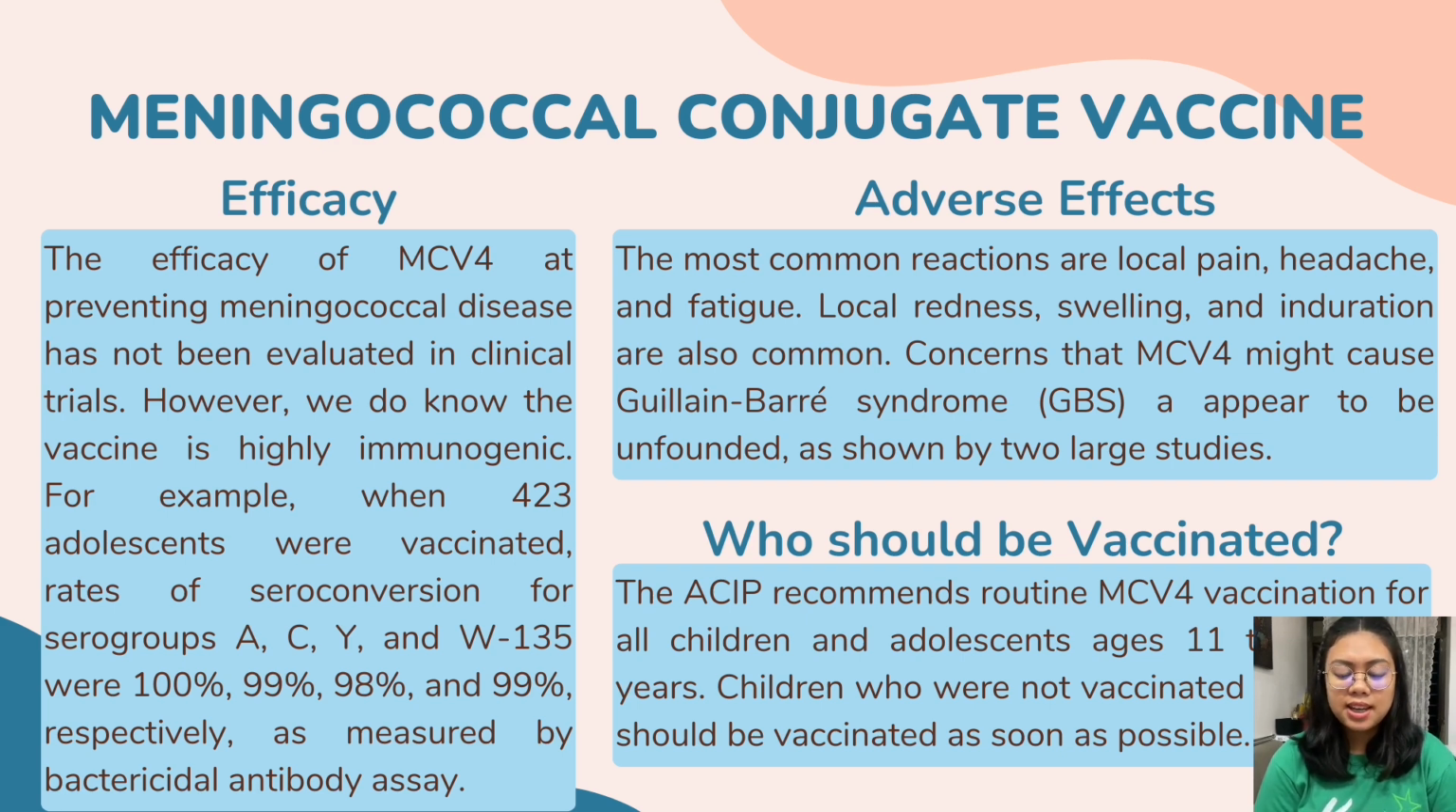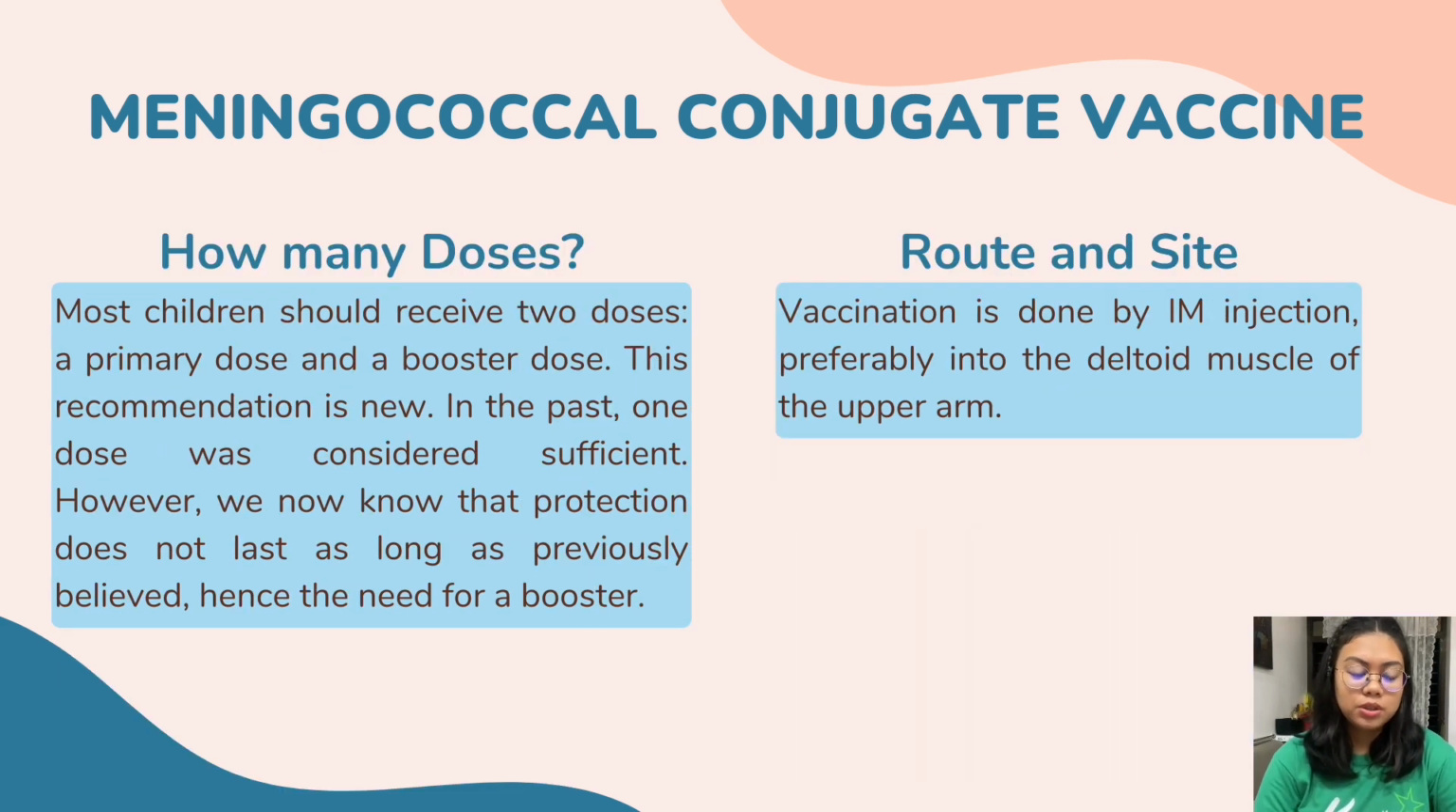Who should be vaccinated? The ACIP recommends routine MCV vaccination for all children and adolescents ages 11 through 18 years. Children who are not vaccinated at this time should be vaccinated as soon as possible. How many doses? It should receive 2 doses, a primary dose and a booster dose. The recommendation is new. In the past, 1 dose was considered sufficient. However, we do know that protection does not last as long as previously believed, hence the need for a booster.